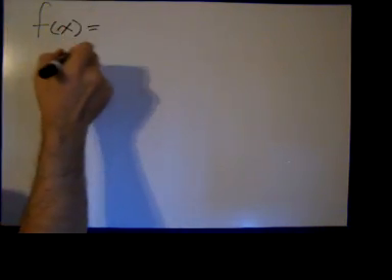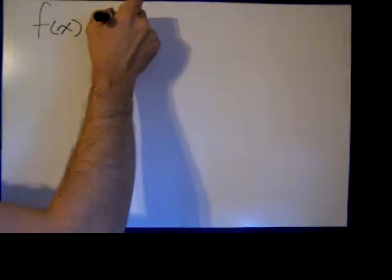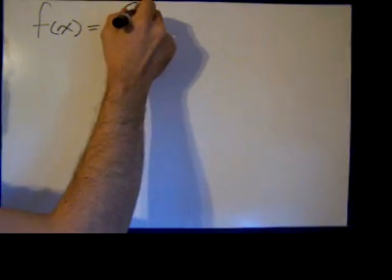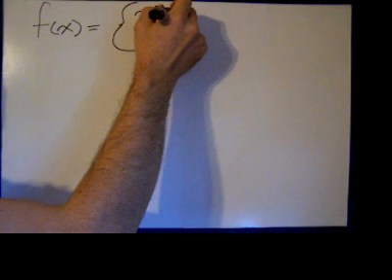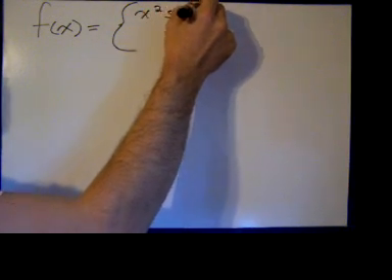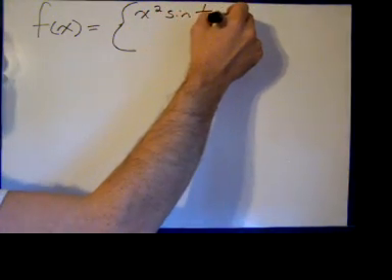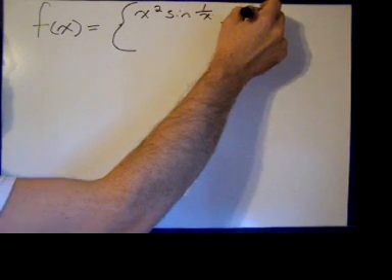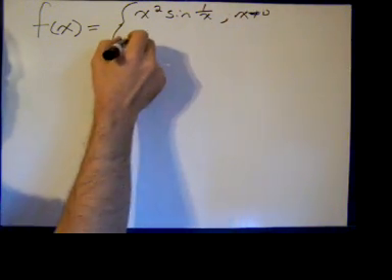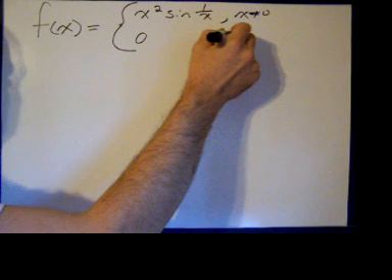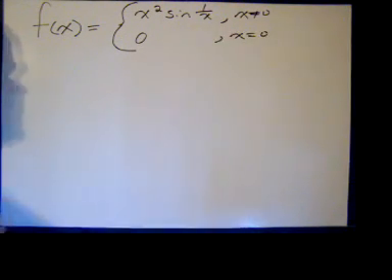Morning. Today we're going to look at a function at a particular point to see if it has a tangent line. We're going to analyze it for tangent lines at a certain point. The function is f of x equals, a piecewise defined function, x squared times the sine of 1 over x if x is not equal to 0, and 0 if x is equal to 0.